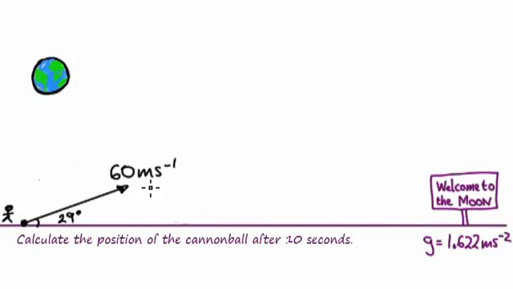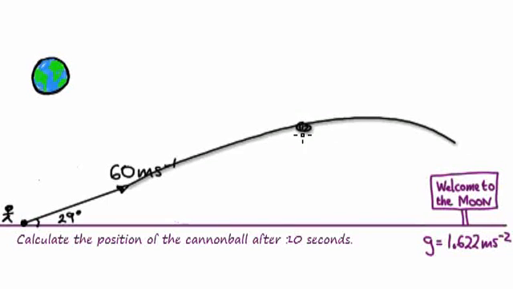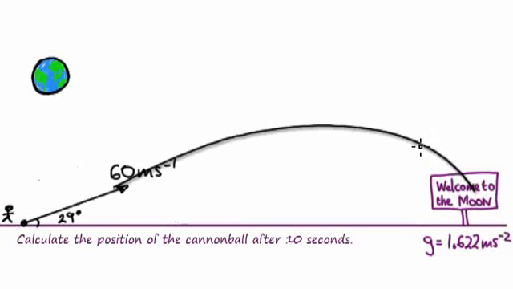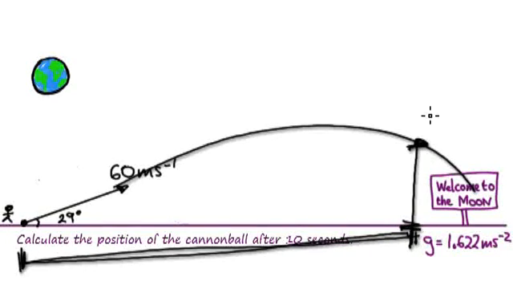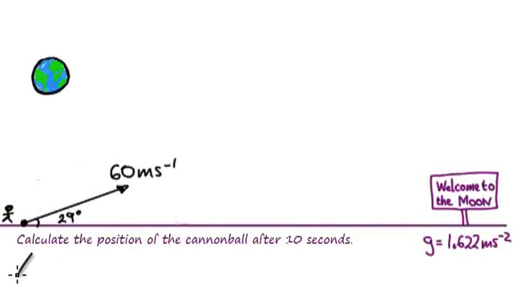Well, it's up to you how you do this. So after 10 seconds, let's say the cannonball's here, or it could be like this, or it could be over here. So let's say, find the exact position. I want the height of the cannonball and the distance from the cannon to the cannonball after 10 seconds. Okay, so press pause and have a go.